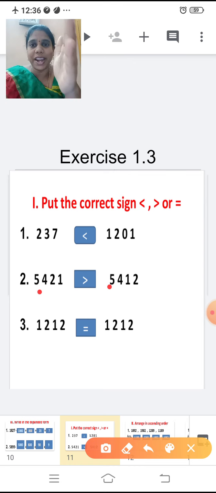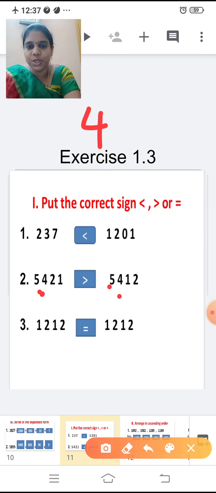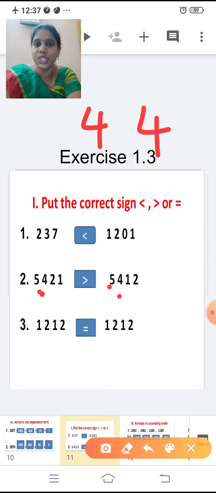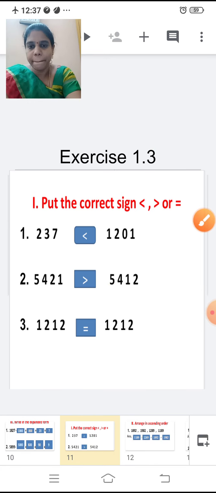Now, start to compare the hundreds place now. In the first number, we have 4 in the hundreds place. In the second number also, we have 4 in the hundreds place. So, what to do? Now start to compare the tens place now.